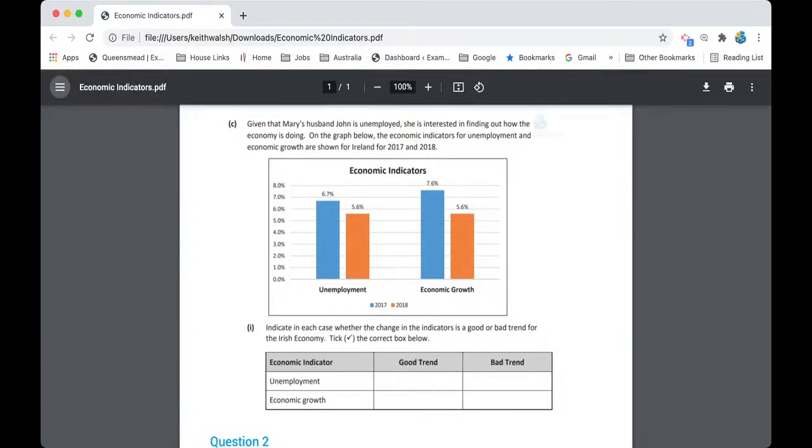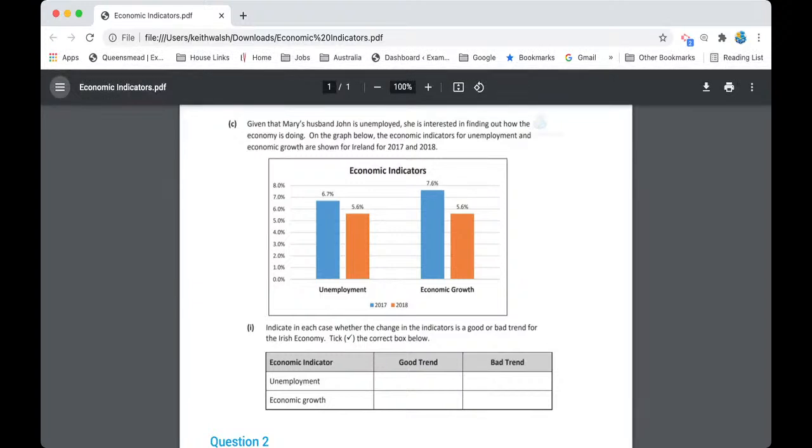So straight away we can see there that unemployment has reduced in 2018. So that's obviously a good thing. For economic growth then, we can see that in 2017 economic growth was 7.6%, and in 2018 it was 5.6%. Okay, so it's actually reduced, which is a negative thing.